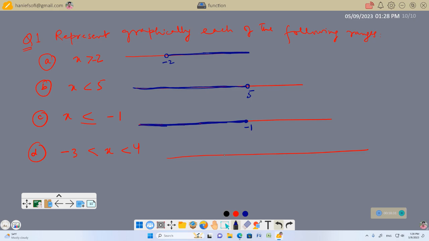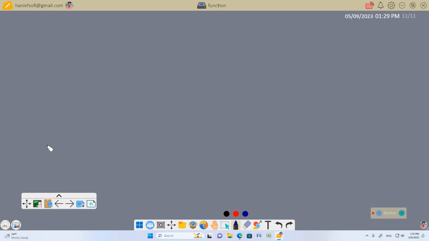So if this is minus 3 and this number is 4, they are not included, only the numbers in between is the range of my variable x, right? Minus 3 to 4. In between minus 3 and 4, not minus 3 and 4, right? So let us move to next part E.